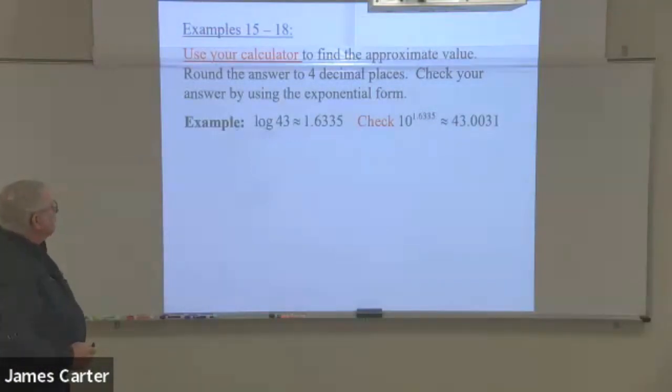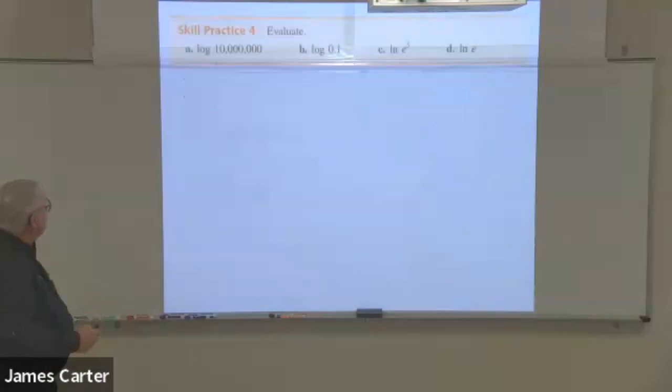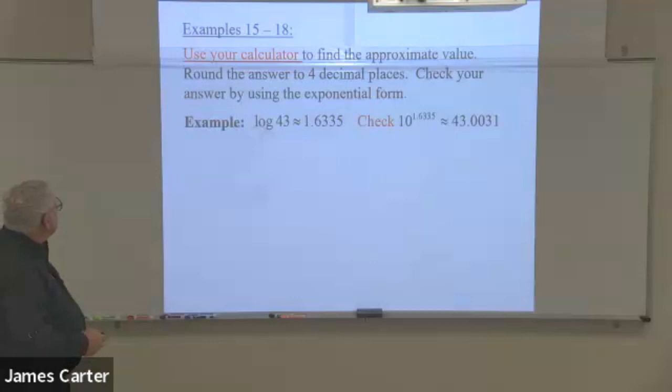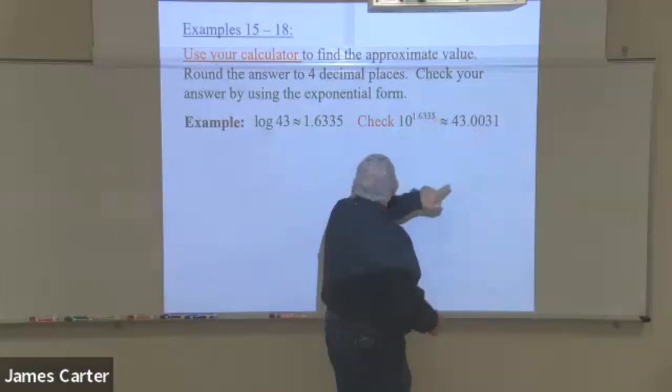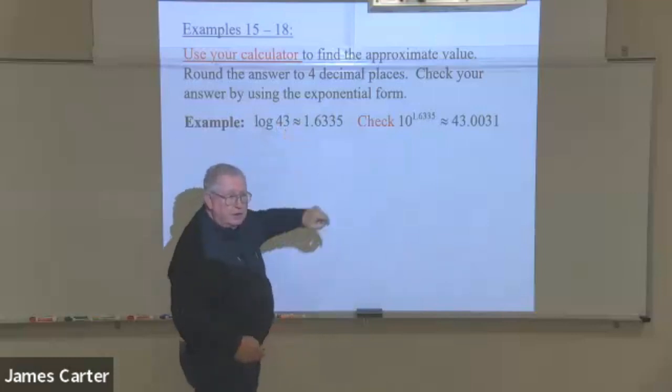Okay, now let's go a step farther. Get out your calculator. Now here are some examples, and round it off to 4 places. You can check it by changing to exponential. Be careful or you'll get round-off error though. So log of 43, see, this is a rounded-off value. That's why you've got a slightly different number there and here.